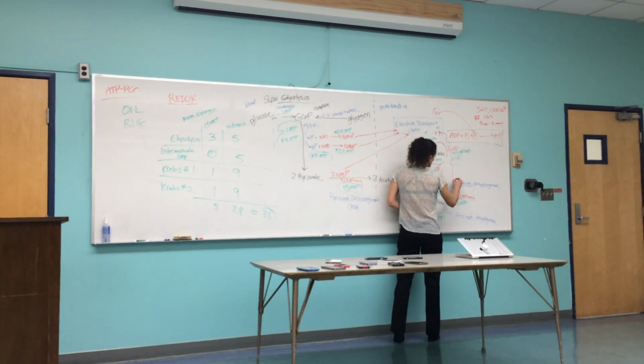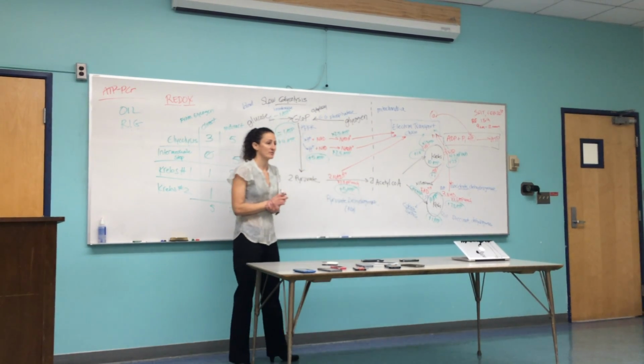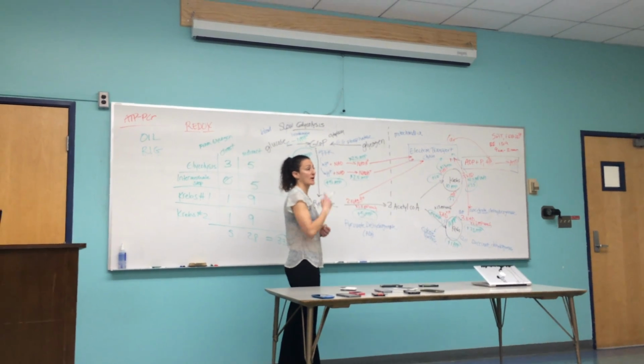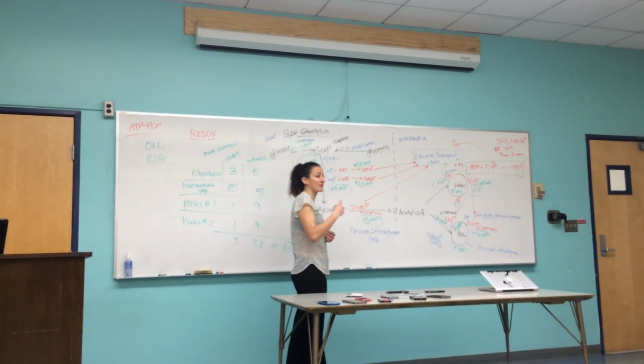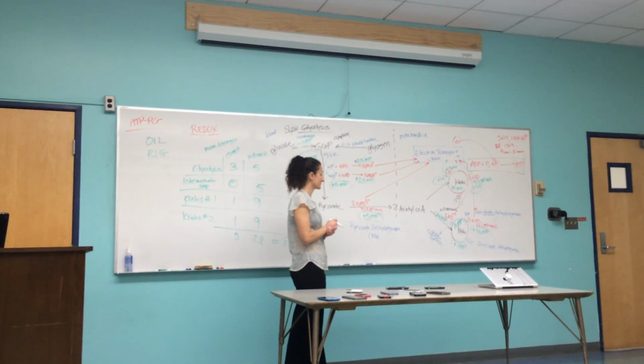The IDH, the isocitrate dehydrogenase, is the rate limiting enzyme for the Krebs cycle. What does that mean? Controls the rate. It controls the rate. So if you activate IDH, Krebs cycle goes faster. If you inhibit IDH, Krebs cycle goes more slowly.